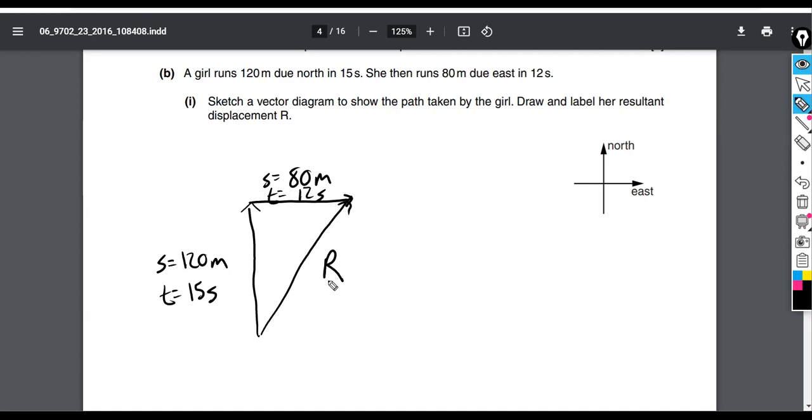Or it could be subtraction. Subtraction is just adding a negative, like you learn in math. A negative vector just means it's pointing the opposite way. The negative of east is west. The negative of north is south.